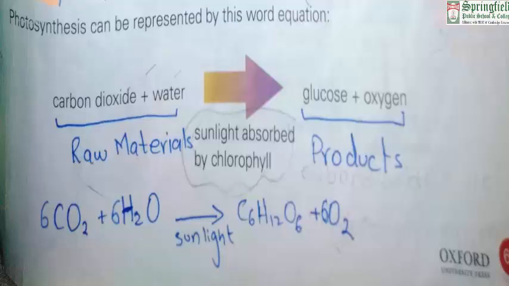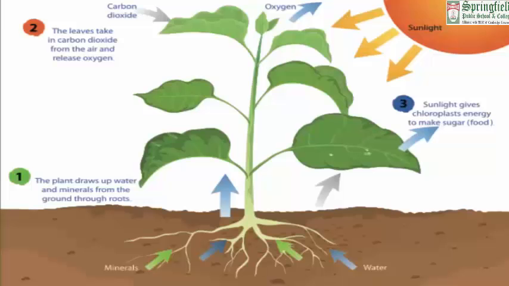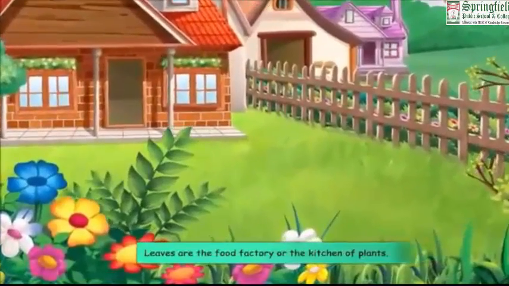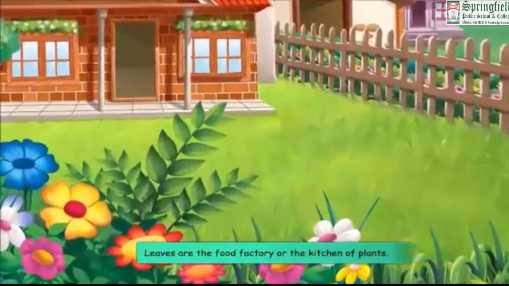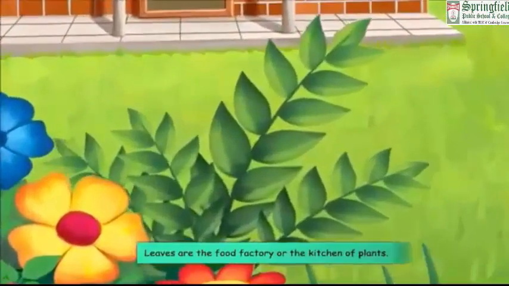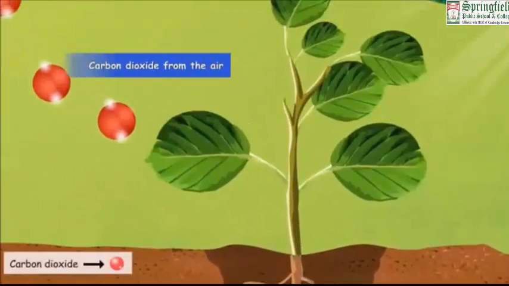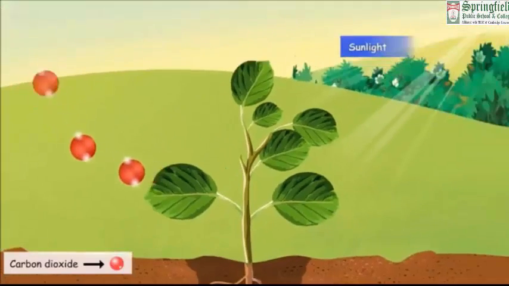And when the carbon dioxide and water are combined together, sunlight energy makes them combine, as was written on the previous page, page number 70. In the next picture, they are showing you the whole process of photosynthesis, and this video will help you understand what the process is. Leaves, the food factory or the kitchen of a plant, need different ingredients for making food. These ingredients include water from the soil, carbon dioxide from the air, and sunlight.